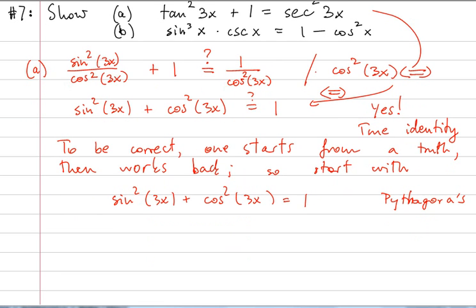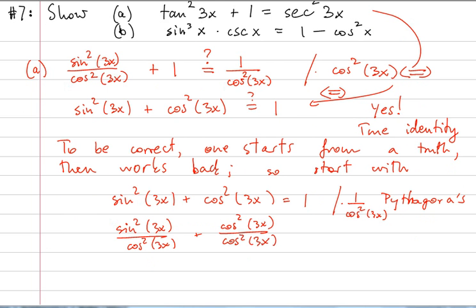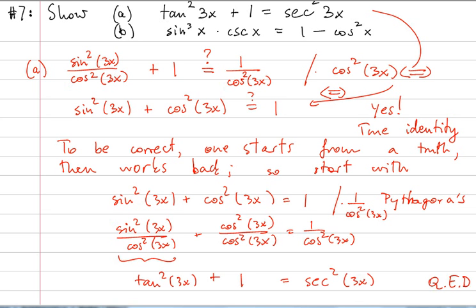And then you say, okay, I'm going to work in reverse. So what I'm going to do is divide by cos squared of 3x. So I have sine squared of 3x over cos squared of 3x plus cos squared of 3x over cos squared of 3x equals 1 over cos squared of 3x. And then I'm going to rewrite some functions. This first thing is tan squared of 3x. The second is just 1. And the third one, on the right hand side, is sec squared of 3x. And that is what we wanted to show, so QED.